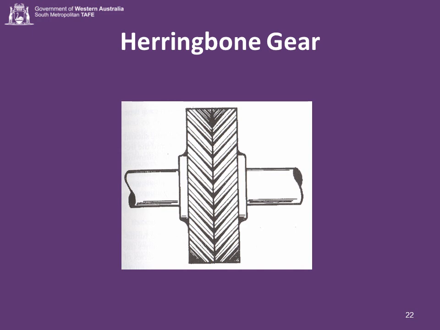They're used for heavy loads at medium to high speeds. They do not have the inherent thrust forces that are present in helical gears. Herringbone gears, by design, cancel the axial loads associated with a single helical gear.